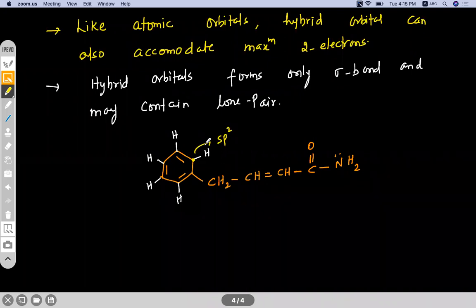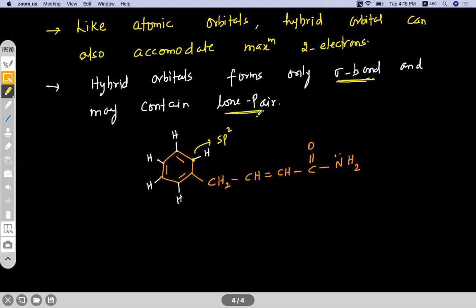Have we done this kind of question in organic chemistry? If you remember? All please respond. We have done this, right? So here you can understand the reason why we are counting only sigma bonds and lone pairs. So the reason is what? Because this hybrid orbital forms only sigma bonds. It can never form a pi bond, and it may contain lone pair. This is the property of hybrid orbitals. Okay, we'll discuss more examples on this one.